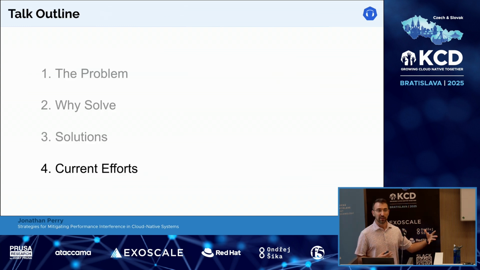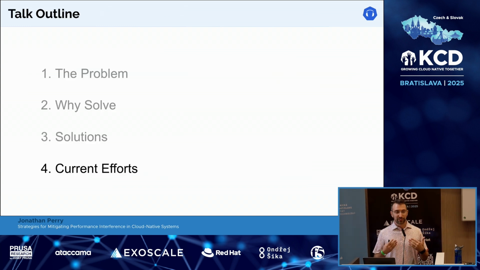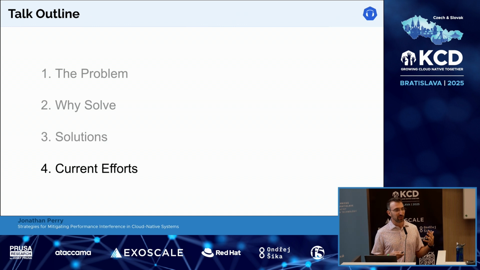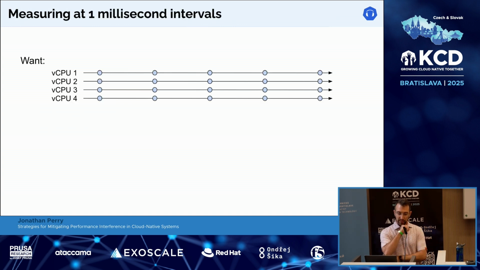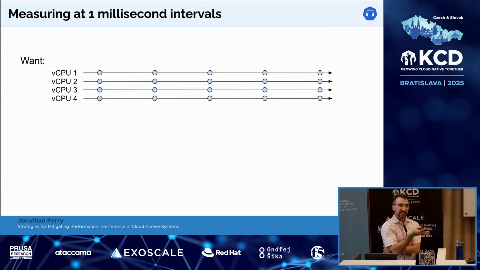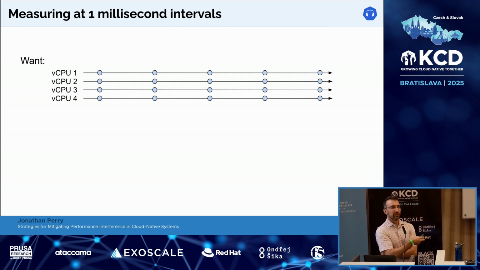So this brings us to the fourth and last part of the talk, which is what we're doing with open source. So first, a technical problem. Can we actually measure at 1 millisecond granularity? It sounds crazy. And it has a problem where you want to measure every 1 millisecond on every core of the system, and you want them aligned in time.